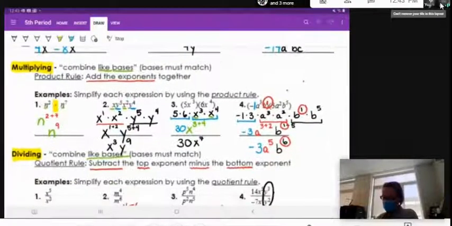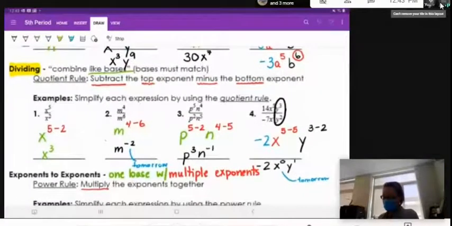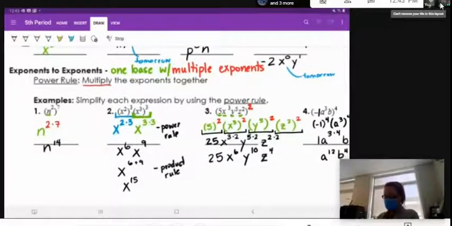When we're multiplying two things together that have the same base, using this rule, you add the exponents. It's called the product rule, but what you're really doing is adding the exponents. Then when you're dividing, you're looking at two things that have the same base, and you subtract your exponents. Top exponent minus bottom exponent. And then finally, we learned something called the power rule. When you're taking an exponent to an exponent, you multiply those together.